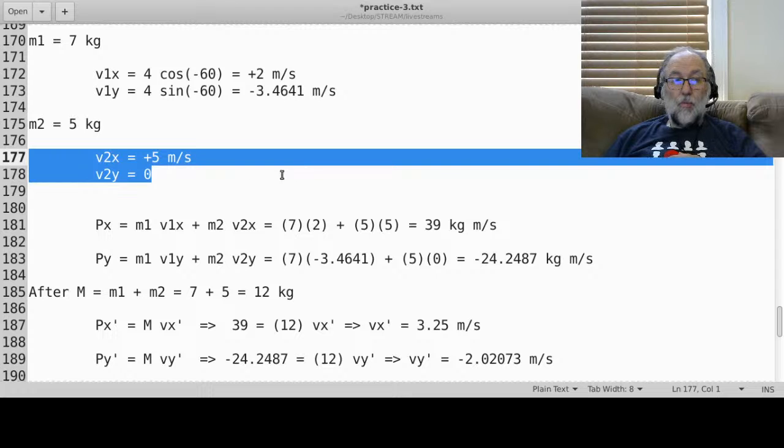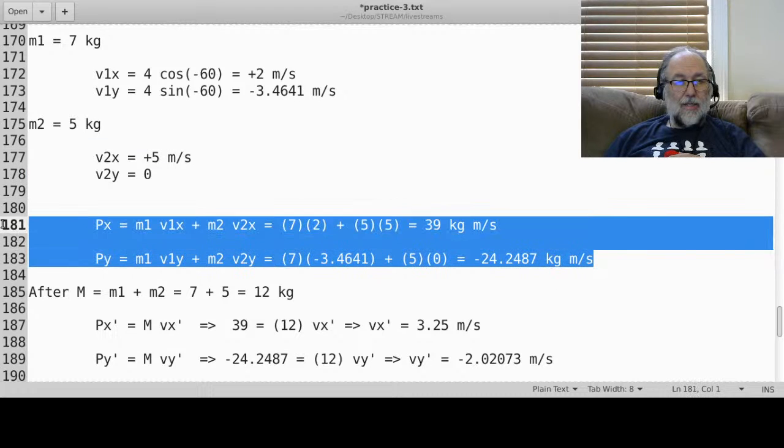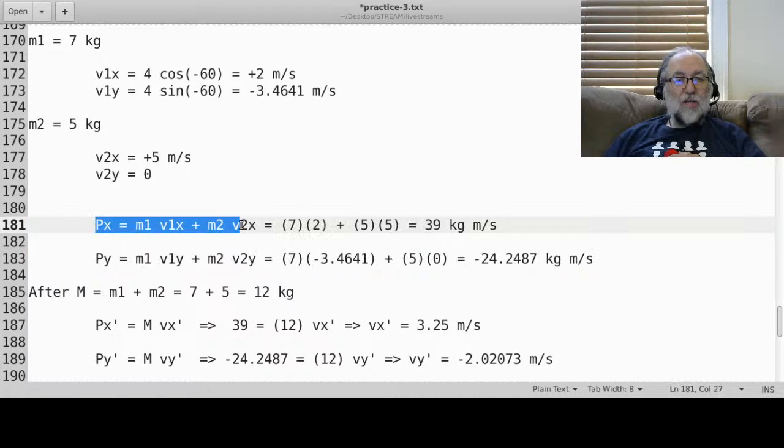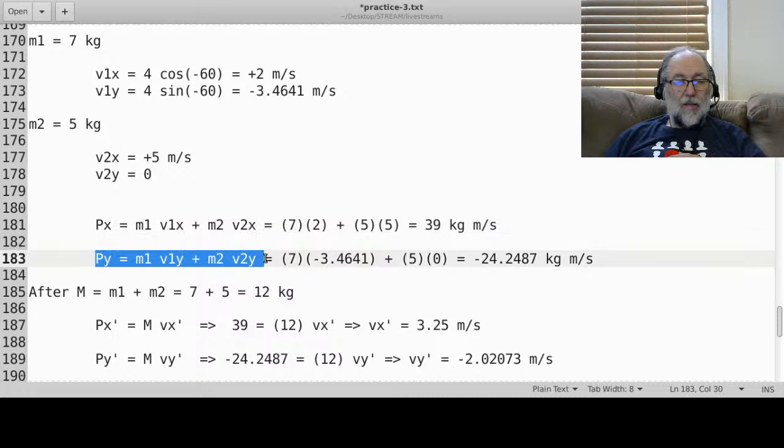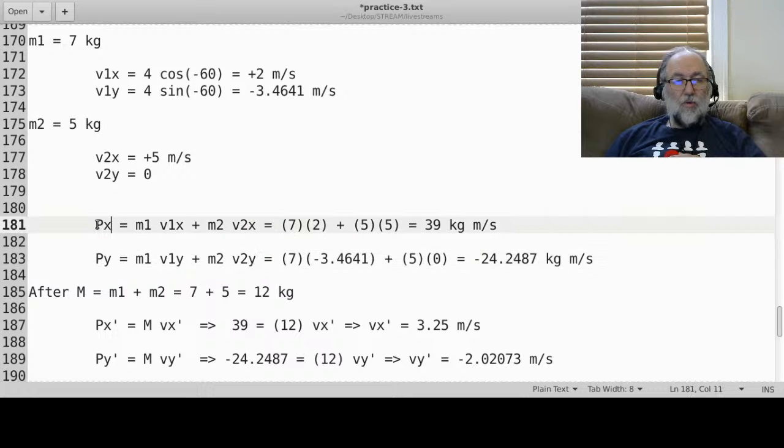Well, now we calculate the total momentum before, and that's this here. Both of these expressions are the total momentum before. Notice there's no prime in them. So you say, well, why are there two expressions? Because momentum is a vector, and this is the x component, and that's the y component.